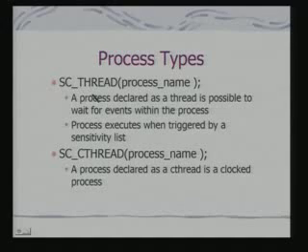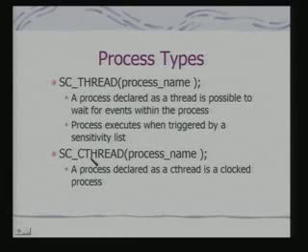Then you have what is called a thread. With SC_THREAD and a process name, the process is declared as a thread. When a process is declared as a thread, it's possible to wait for events within the process. If you remember the previous case, we said that the process cannot be suspended. It is triggered by the sensitivity list, and once triggered, it cannot be suspended. But when we have a thread, it is possible to wait for events within the process. And the process executes again when triggered by a sensitivity list. So this aspect of its behavior is the same as SC_METHOD, the other one that we have discussed.